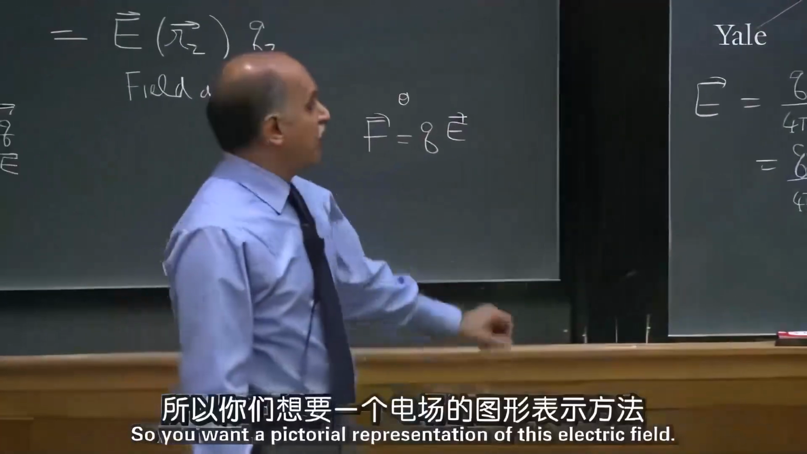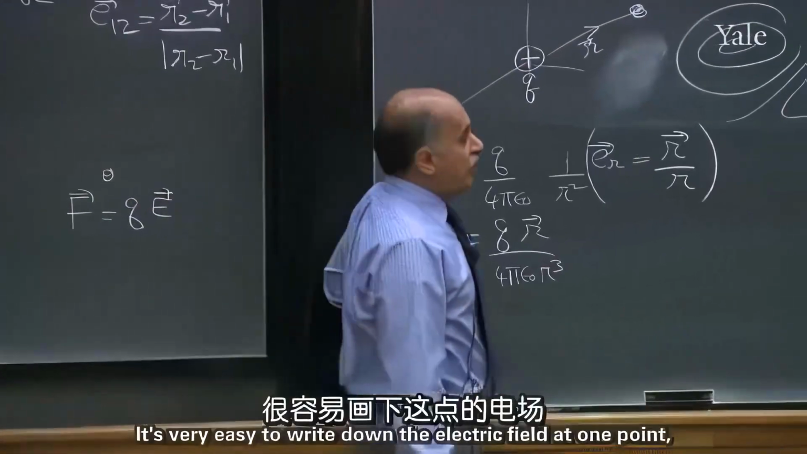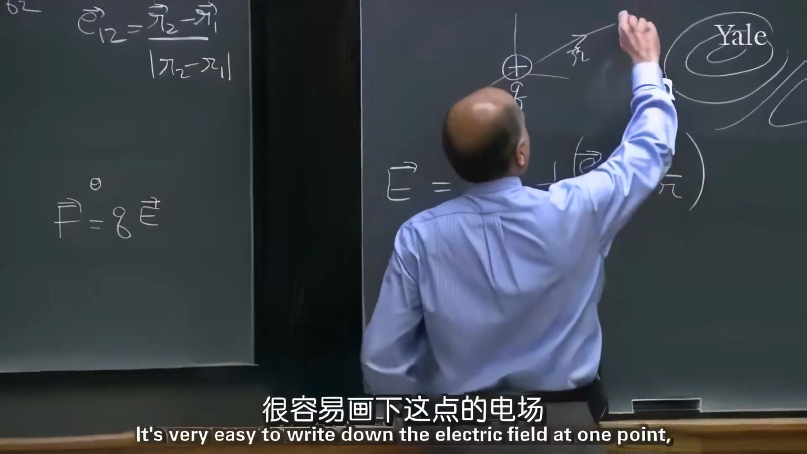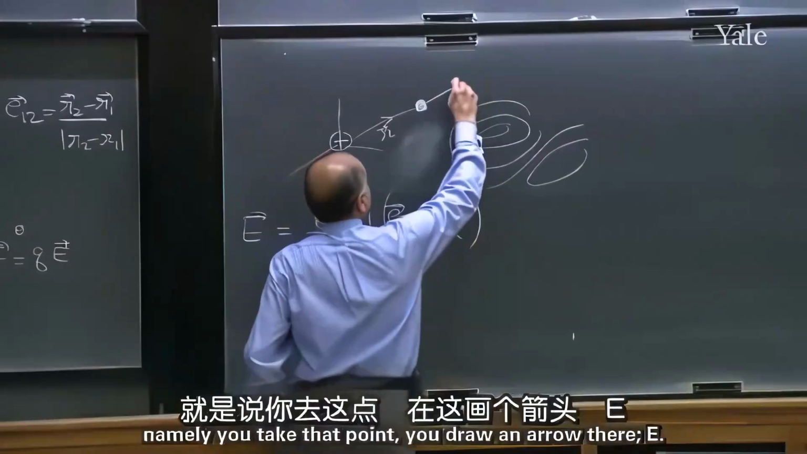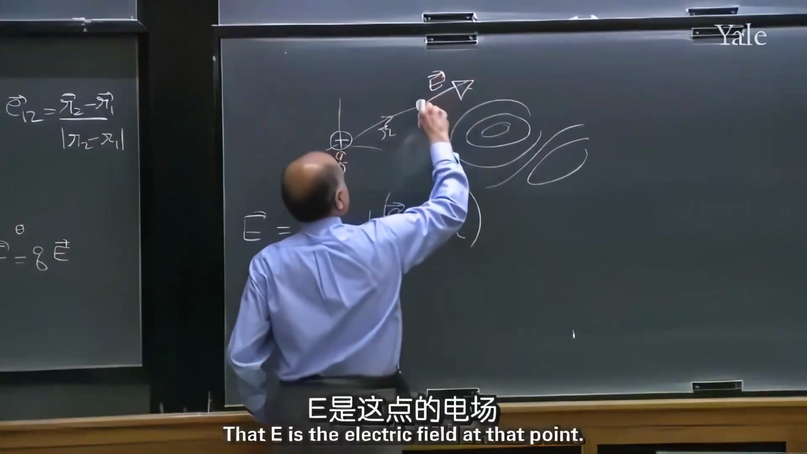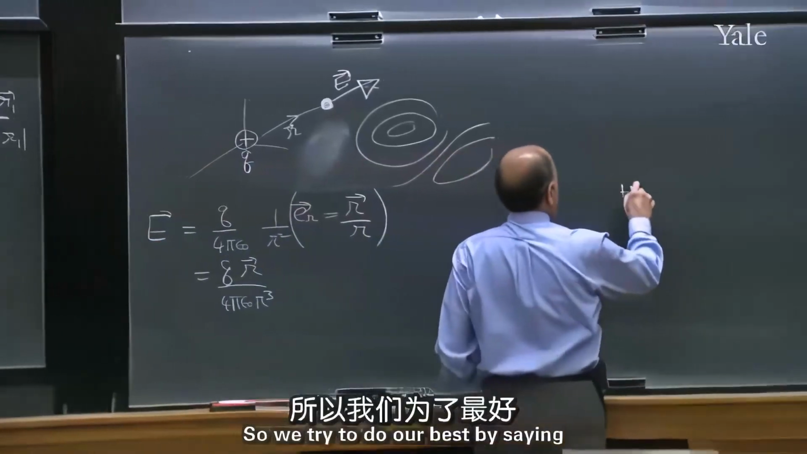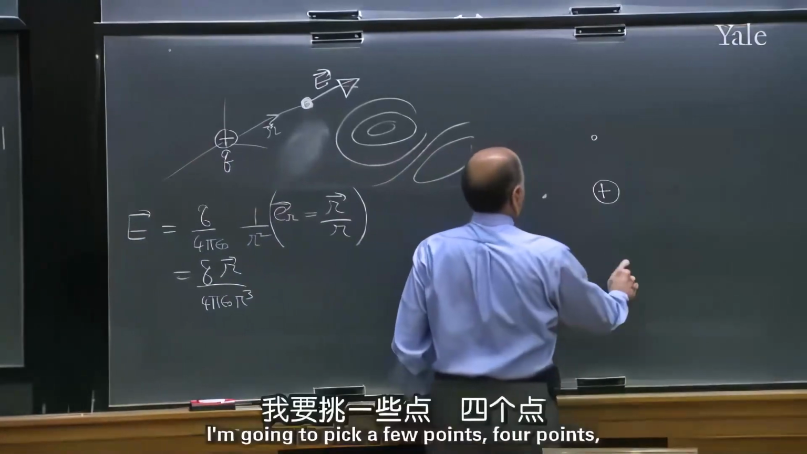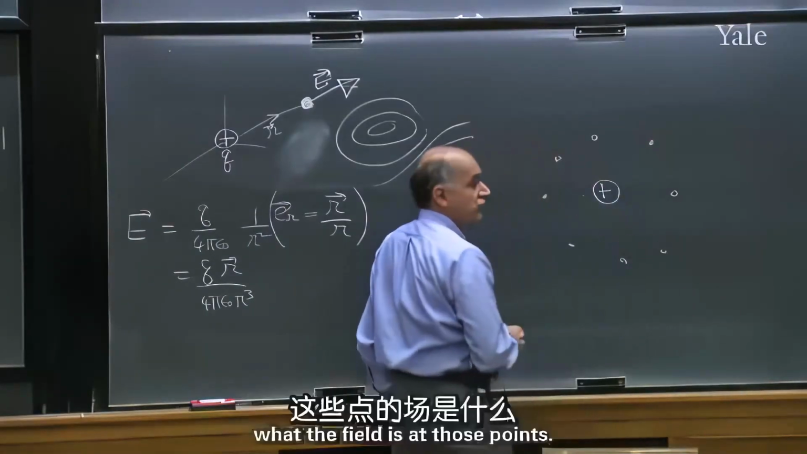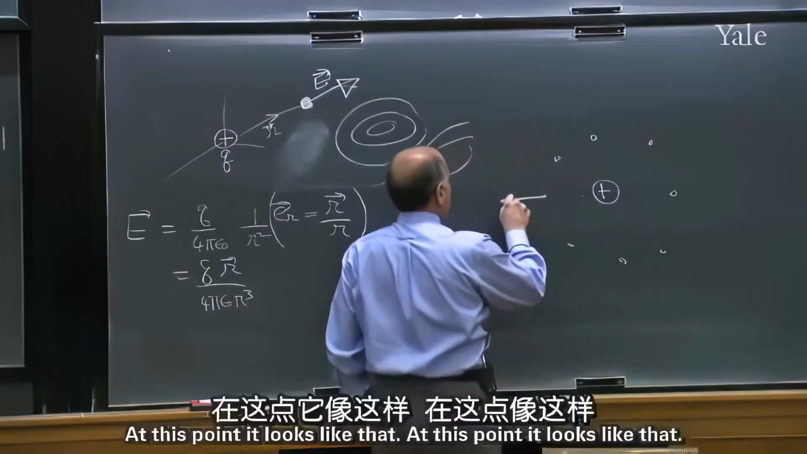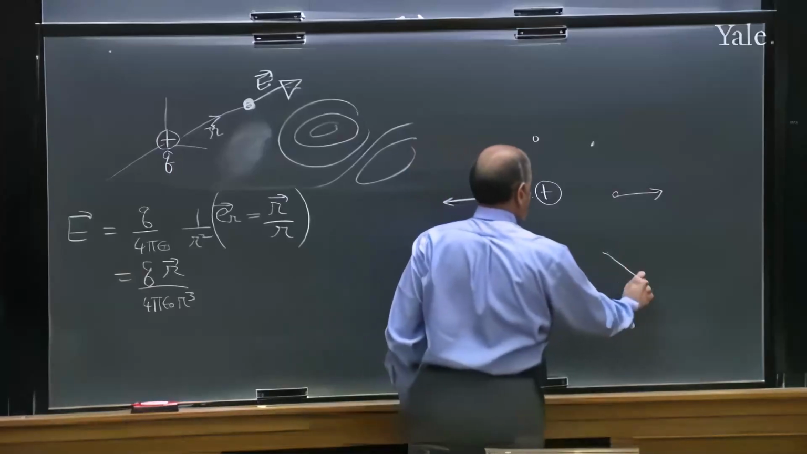So you want a pictorial representation of this electric field. It's very easy to write down the electric field at one point. Namely, you take that point, you draw an arrow there, E. That E is the electric field at that point. So we try to do our best by saying, here is my test charge. I'm going to pick a few points, 4 points, maybe 8, and I'm going to tell you what the field is at those points. At this point, it looks like that. This point, it looks like that. Here, it looks like this.